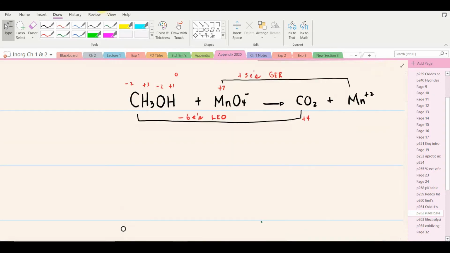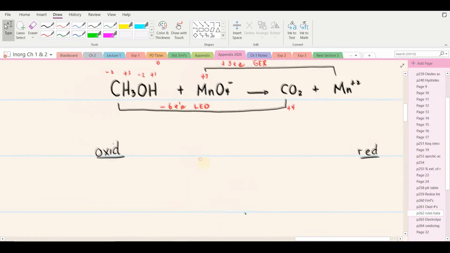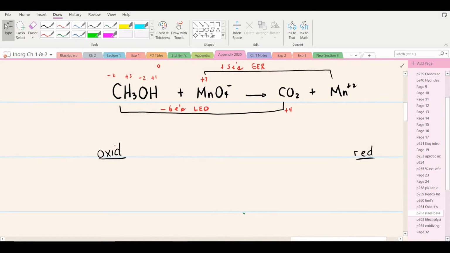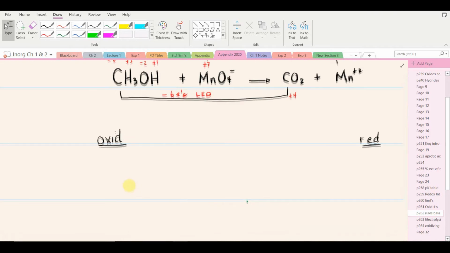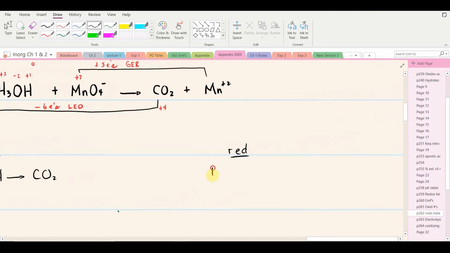I'll just tell you them and briefly write them as I show it to you. The first step is to break this into 2 half reactions, one for oxidation and one for reduction. So what's being oxidized and what's being reduced? Well, I think it's obvious from this that the permanganate is the oxidizer and it's being reduced. The methanol is being oxidized. So I'll write here methanol is being oxidized to CO2. Over here I'll write permanganate is being reduced to Mn plus 2.